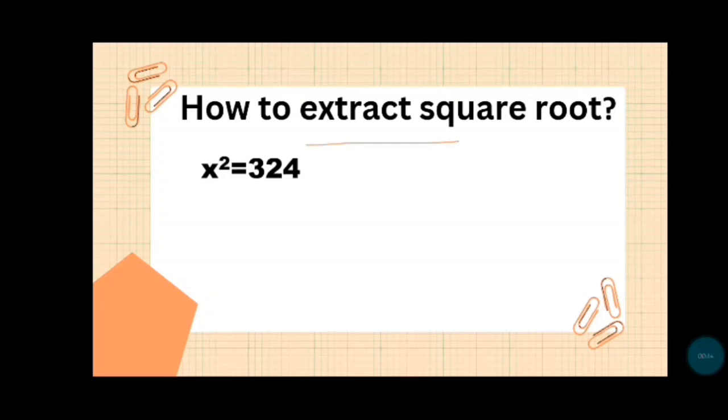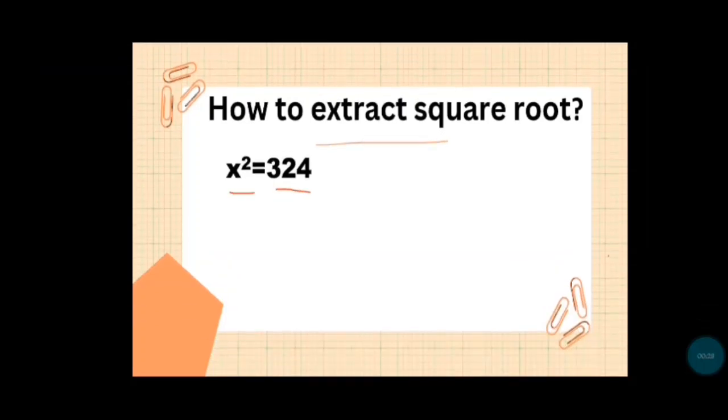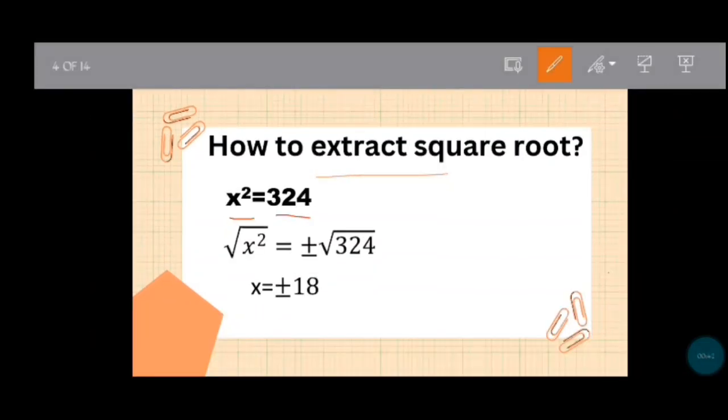Another given problem is x squared equals 324. The same as in the first problem, we will get the square root of both sides, and that is the square root of x squared equals positive or negative square root of 324. For the answer, the final is x equals positive or negative 18. Kasi square root natin yung 324, which is 18. And the square root of x squared, that is x.